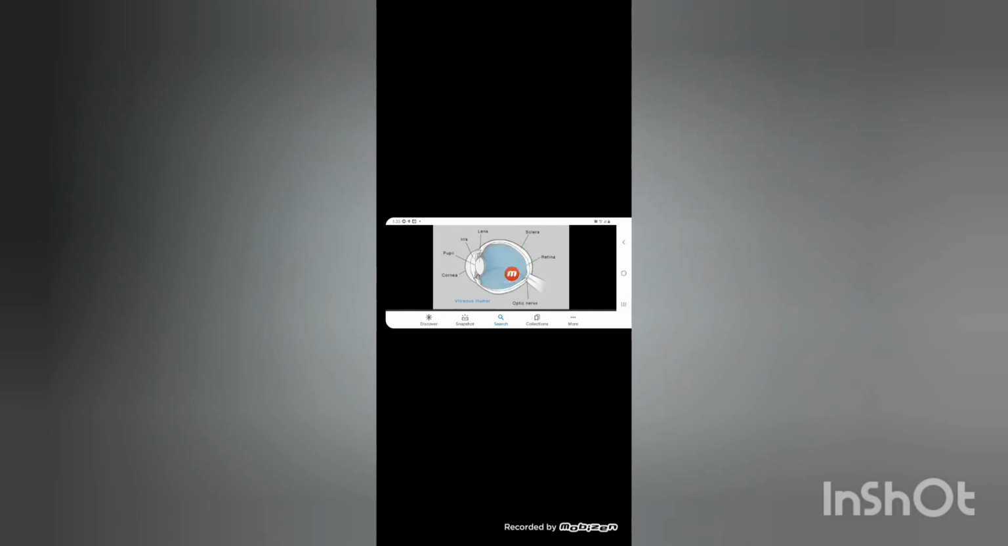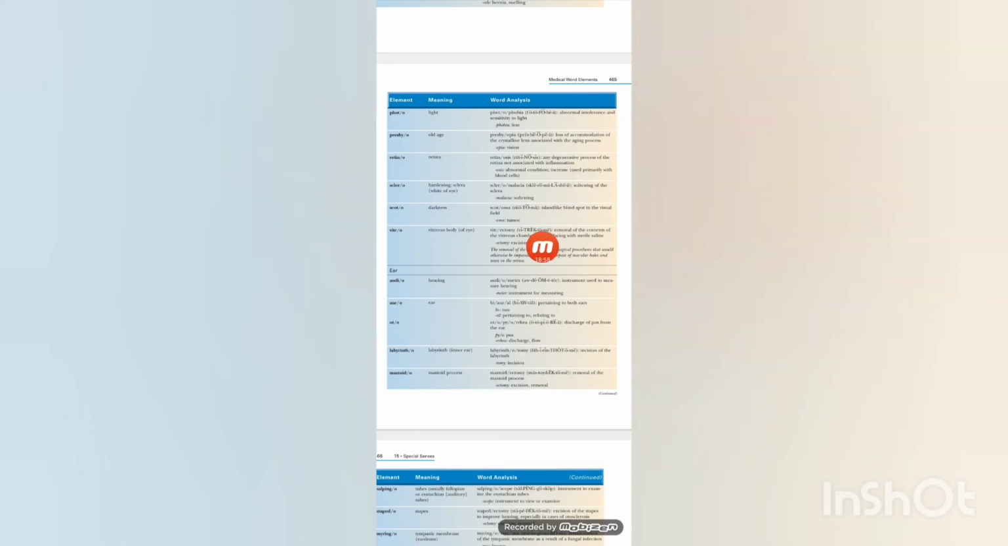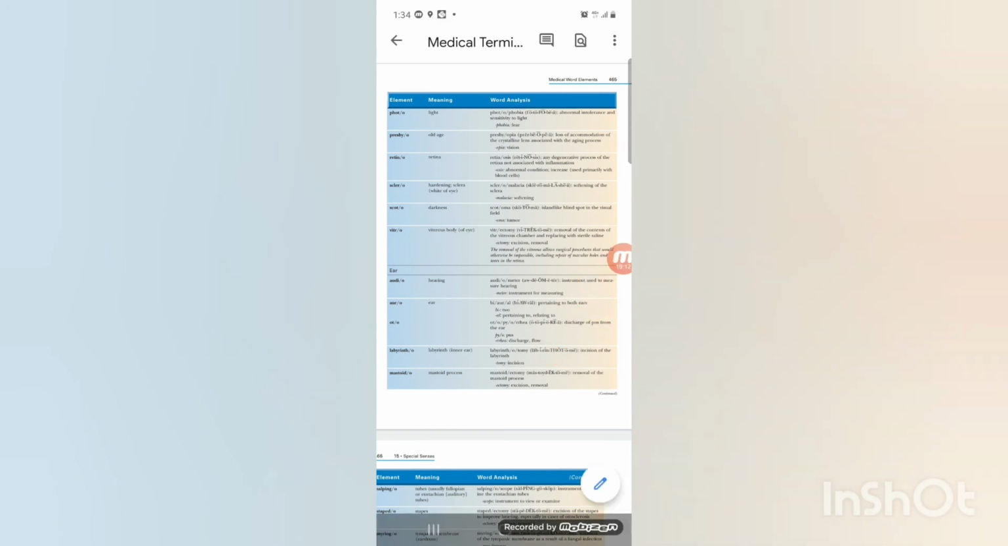This is the vitreous humor, the gel-like substance inside the eyeball between the lens and the retina. It fills the inside of the eye; we call it the vitreous humor or vitreous body. Vitrectomy is the removal of the contents of the vitreous chamber and replacing with sterile saline. So they remove all the fluid that is there and replace it with sterile saline.